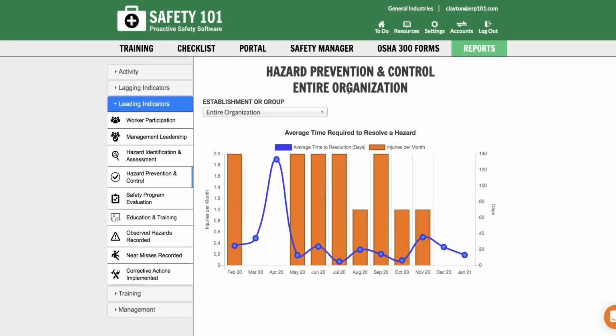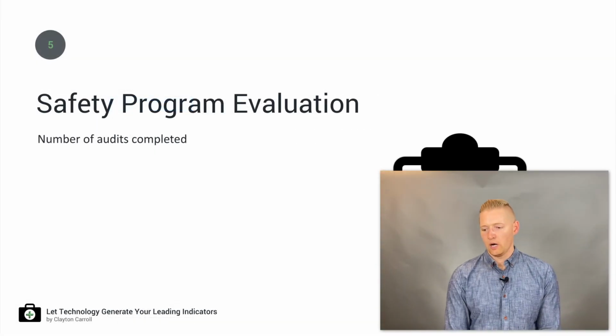So, the hazard prevention and control report. It's the average time required to resolve a hazard, number of days right here, versus the number of injuries per month. Let's go to the next one, safety program evaluation.